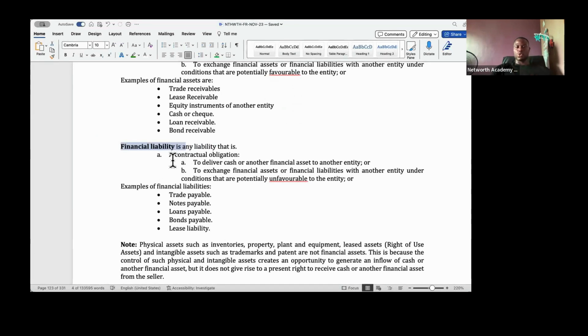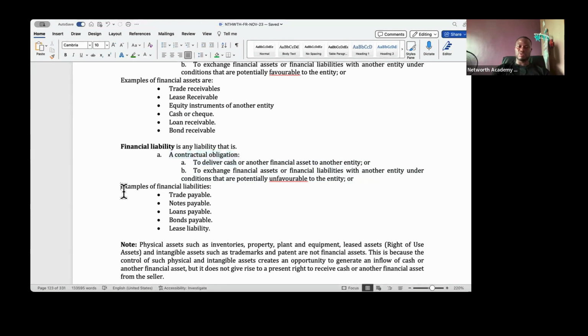What I need you to know for financial liability is that it is any liability that is a contractual obligation to deliver cash. It's just like the flip of financial asset. Financial liability is an obligation to deliver cash. I will ignore these other ones; they are outside our scope here. We just concentrate on contractual obligation to deliver cash.